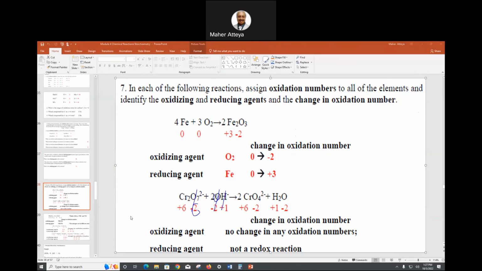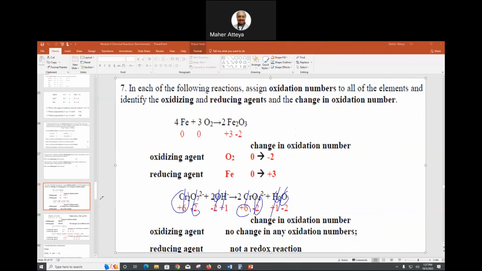Let me see. If you look at this, hydrogen is +1, no change. Oxygen is -2, no change. Chromium is +6, no change, and here +6, no change.